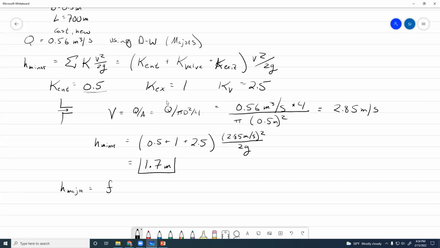And that is equal to what we can calculate with the Darcy-Weisbach equation. From the previous problem, I'll just plug in these values. 1.0175 times 700 meters all over 0.5 meters times 2.85 squared over 2g. And that ends up being 10.1. So in this case, we're about 20% or a little bit less for the minor losses compared to the major loss. The major loss is always much more, usually by many factors. But maybe not necessarily in order of magnitude. Depends on how big the system is and how long that is.